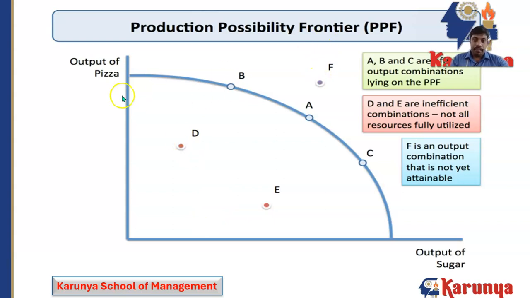And outside of this frontier, F is an output combination that is not yet attainable because we do not have the resources. But with an extension of the PPF, if we want to obtain F, we need to import resources from other countries. During COVID-19, we imported a lot of medicines from foreign countries. So we made it possible, but it is not possible all the time. This is the basic concept of the production possibility frontier.